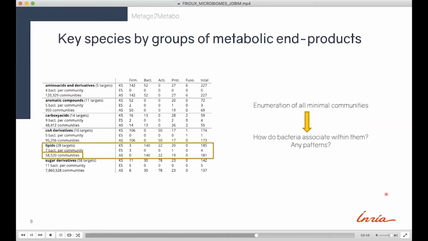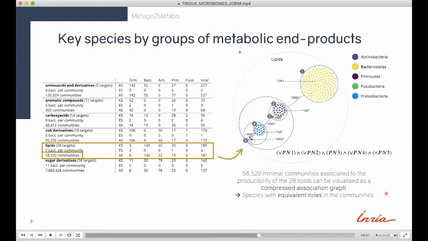We studied how these key species interact and connect with each other in communities by studying the composition of every enumerated community. It's very hard to represent 58,000 of 7 million equivalent communities. So we built association graphs and compressed them using power graph analysis. That way we compressed cliques and bicliques motifs in the network, ending up with representations like the one you have here. So small nodes are species, key species, and large nodes denote groups of species with an equivalent role in the communities. They were compressed during power graph computation.